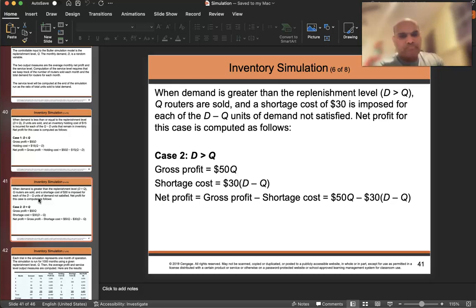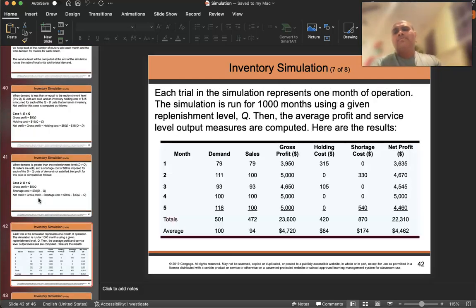All right. And then here is an example of the simulation that they did. Now we want to run simulation for 1000 months, and that's exactly what we're going to do. These are all the things that we need to keep track of each month. We need to keep track of what our demand is, and then we need to keep track of sales. So demand and sales are two different numbers.